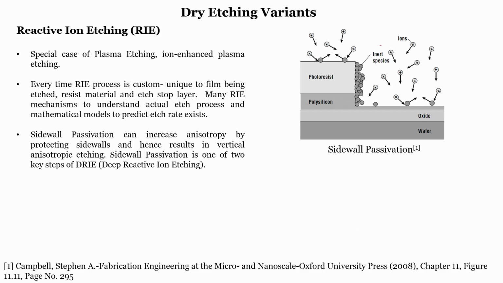What happens is, once you send the etching gas, it will etch, and then you use another chemical to smooth the side walls. So, first you etch and then you smooth the side walls. This process keeps on repeating. So, side wall passivation can increase anisotropy by protecting side walls, and hence results in vertical anisotropic etching. In this case you will have a perfectly fine vertical anisotropic etching, and side wall passivation is one of the two key steps of deep reactive ion etching. Like I said, first it will etch, then it will protect, then it will etch, again it will smoothen. So, this keeps on going on.